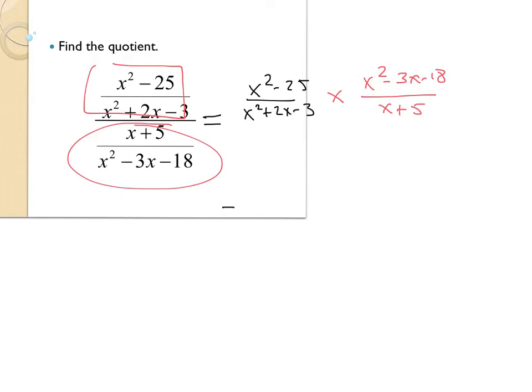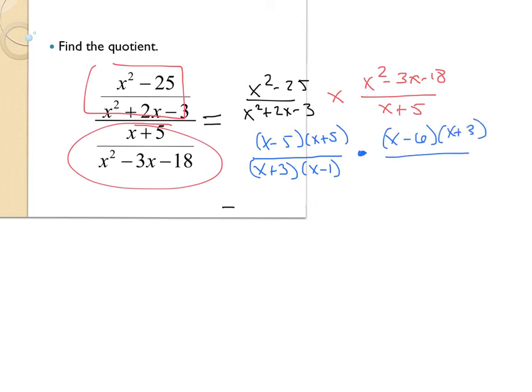So we have x squared minus 5 right here. So this is a difference of two squares. So I'm going to get x minus 5, x plus 5. I'm going to factor the denominator, which is x plus 3, x minus 1, multiplied by the factor of the numerator, which is x minus 6, x plus 3, and then the denominator is just all by itself.